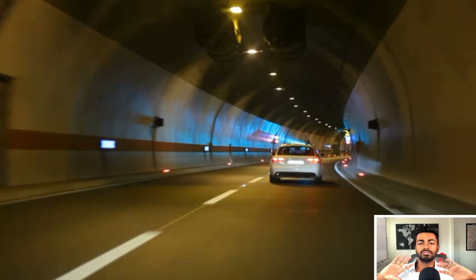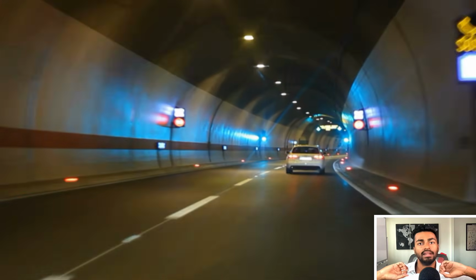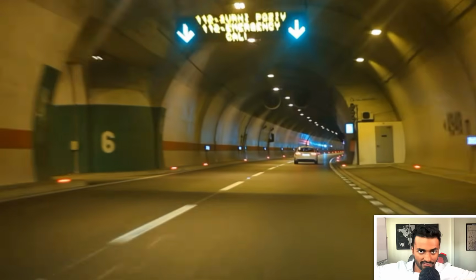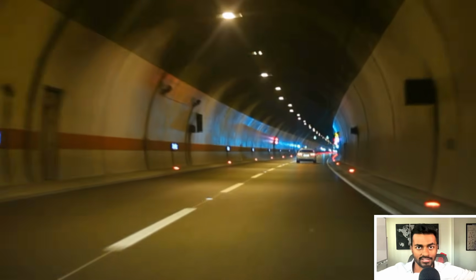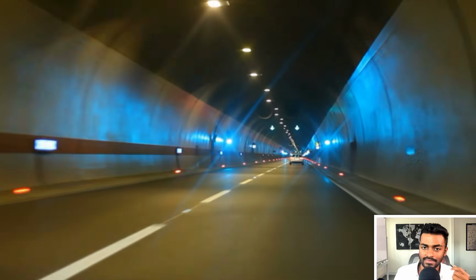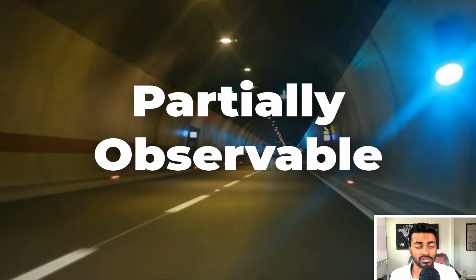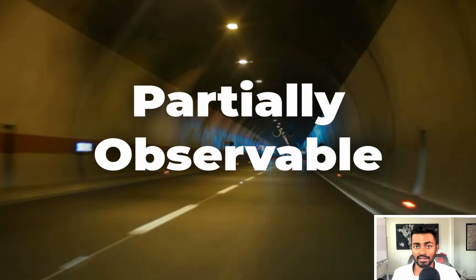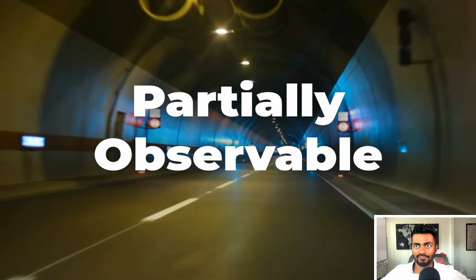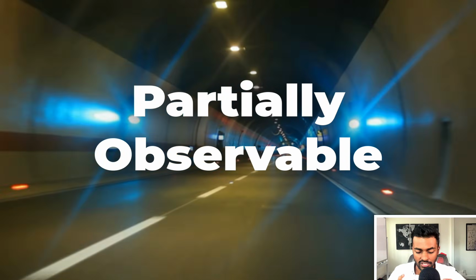Note that when it comes to traffic, however, we cannot truly understand how the entire traffic layout is, just from the position of a car's perspective. And this means that the environment is partially observable because we cannot construct a perfect and complete state of that traffic scenario from the car's vantage point.